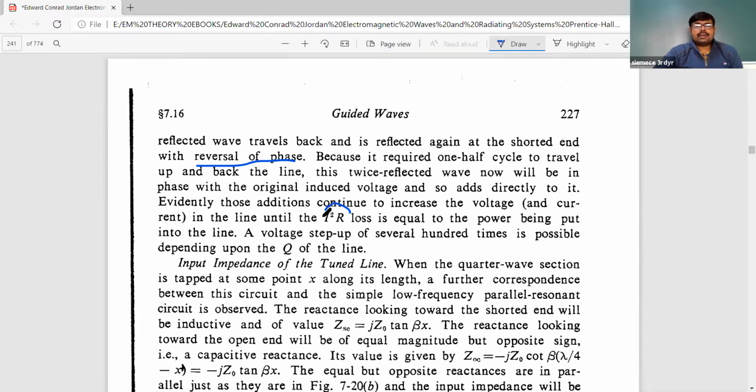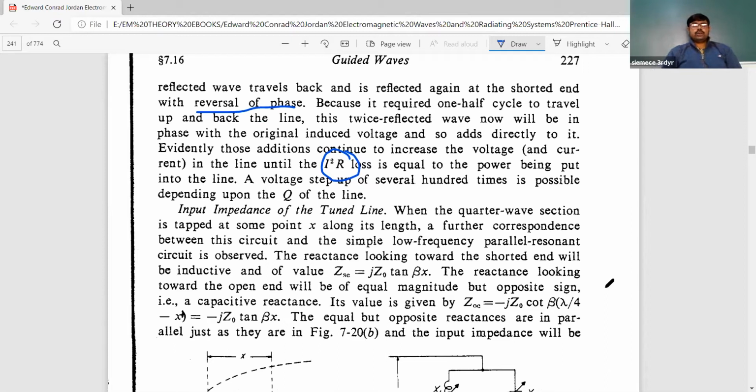So I square R ultimately gives us the loss, and this continues until it reaches the main power that we are feeding. This phenomenon of phase shift is basically going on. So a voltage step up of several hundred times is possible, depending upon the value of the Q of the line. Next, input impedance of the tuned line.